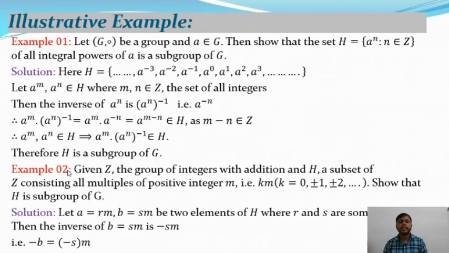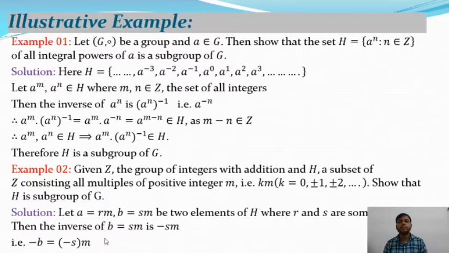After that, we'll take the second example on the subgroup. Given Z, the group of integers with addition, and H, a subset of Z consisting of all multiples of a positive integer m, that is k into m, where k is equal to 0, plus minus 1, plus minus 2 and up to infinity. Then show that H is a subgroup of G. So here is the solution of the second example. Let a is equal to r into m and b is equal to s into m be two elements of H, where r and s are some integers.